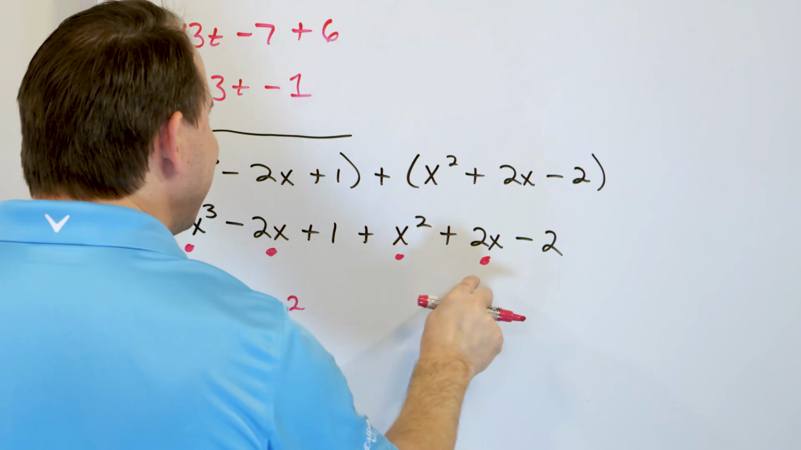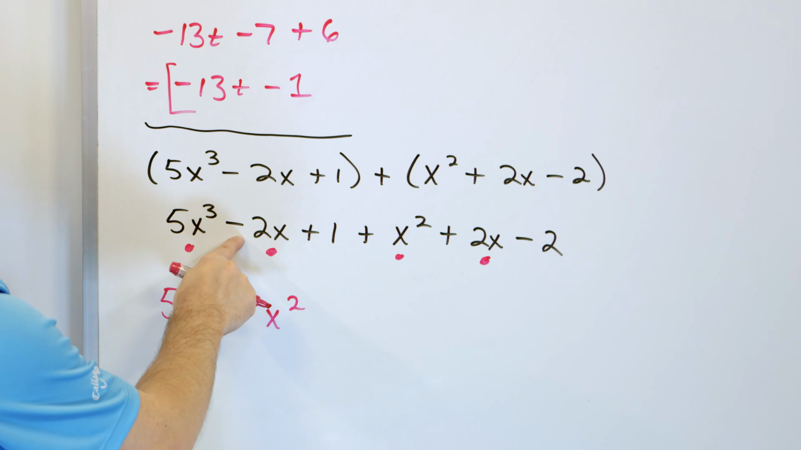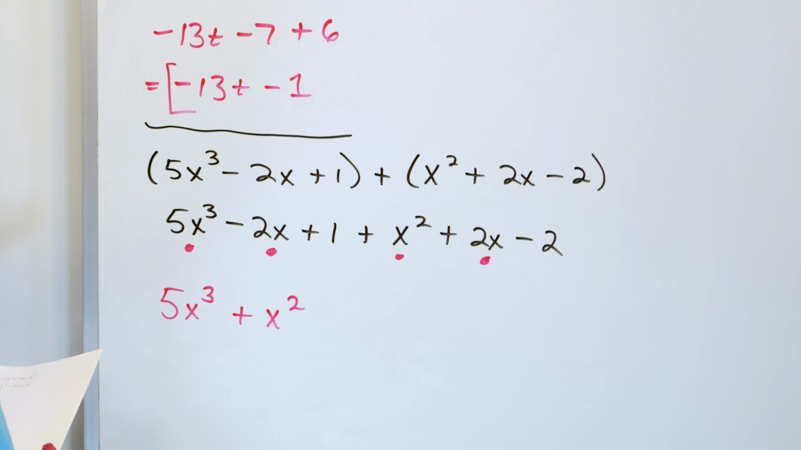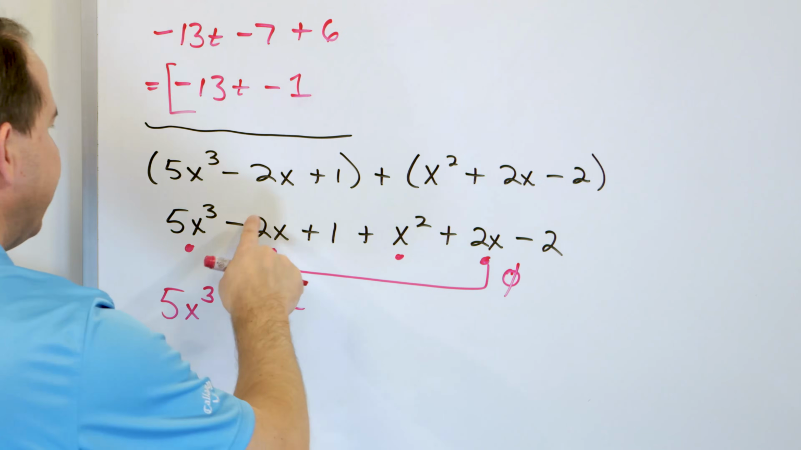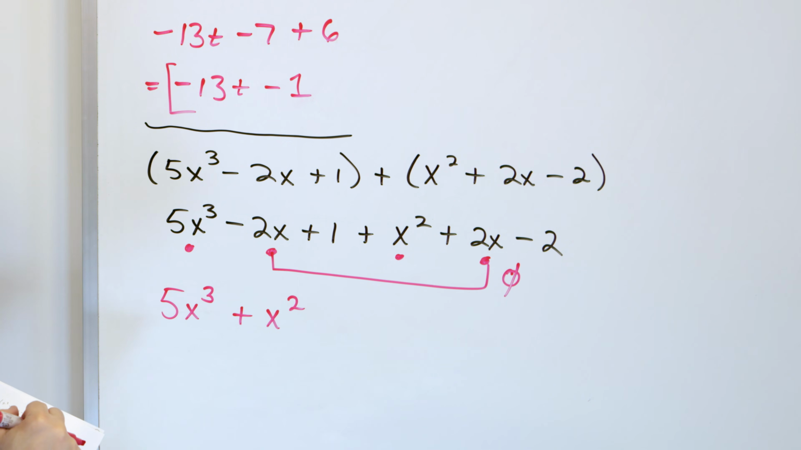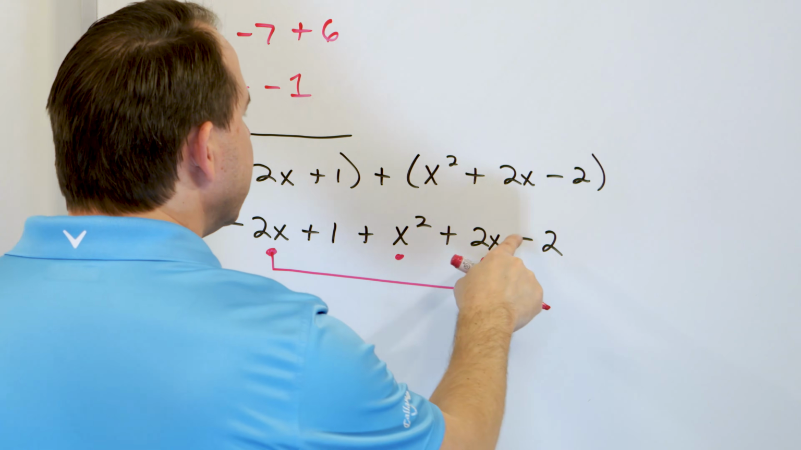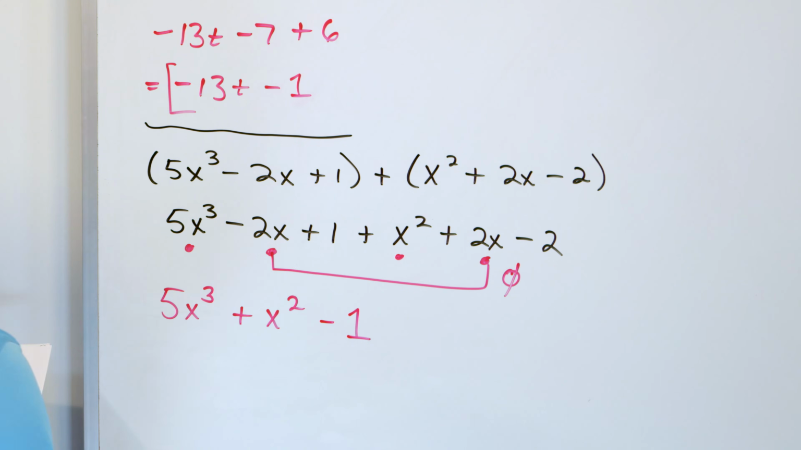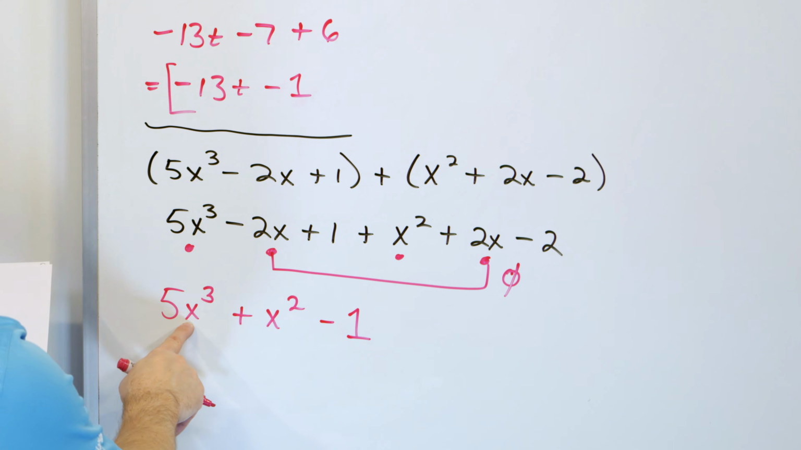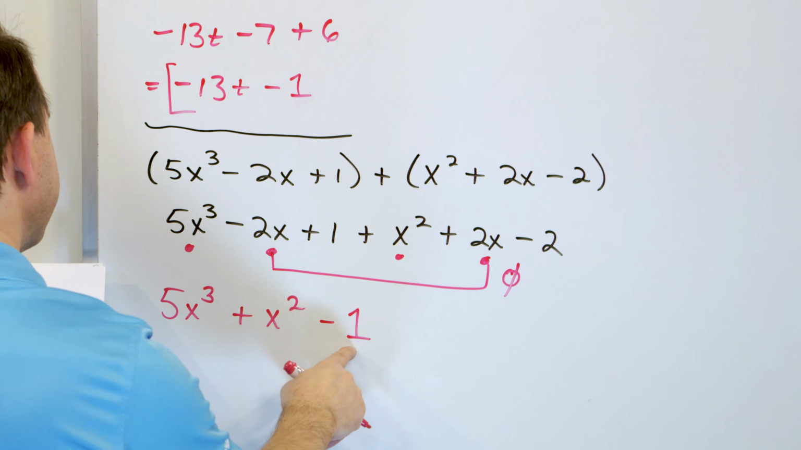So when you actually add these two things together, negative 2 plus a positive 2, you're actually going to get 0. So I'll just show you that by connecting these and putting a 0 to remind you that these add to give you 0. And then you're just going to look at the numbers. 1 minus 2. What is 1 minus 2? It's negative 1. So you can actually add this together. So the answer that you're going to get is 5x cubed plus x squared minus 1.